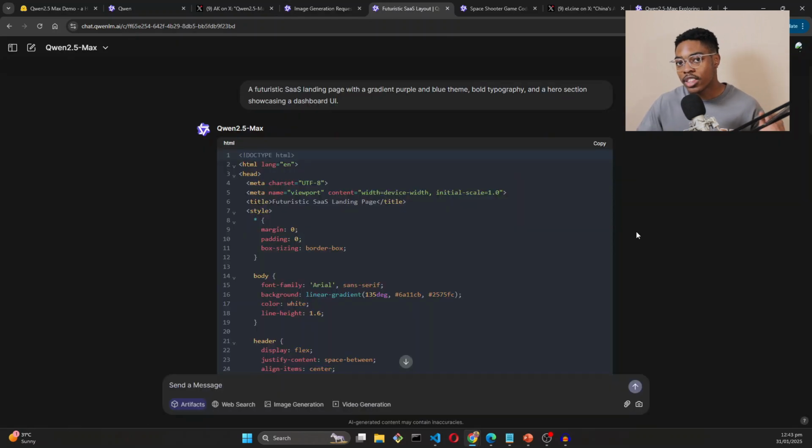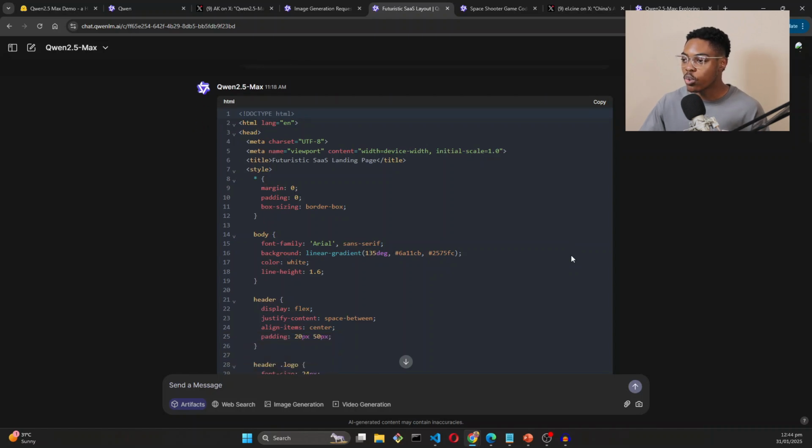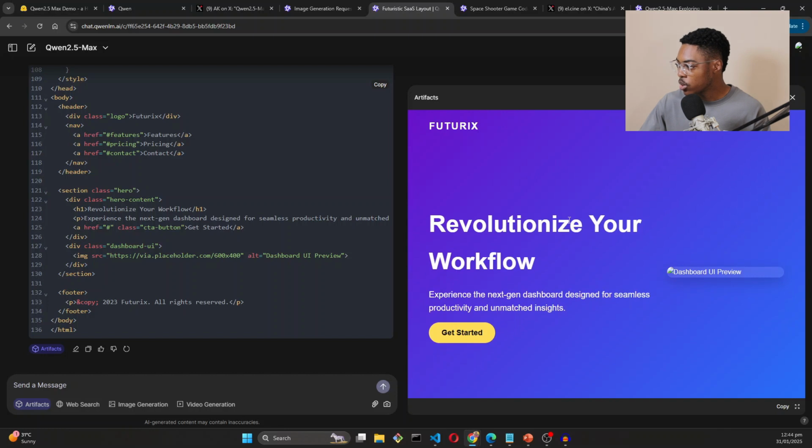They also have another thing which is artifacts. Okay, so I went and asked for a futuristic SaaS landing page with a gradient purple and blue theme, bold typography, and the hero section showcasing a dashboard UI. Okay, so it's right here. This is the website. The dashboard UI isn't showing, which is another thing. It's not obviously having data and whatnot. Yeah, but this is amazing, spot on.